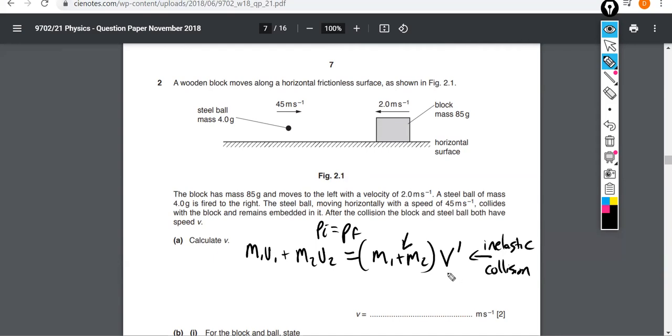Most collisions are somewhat inelastic. Some of the kinetic energy is converted into other forms, but they won't stick together. So they collide, they bounce off, but something lost energy. It converted its kinetic energy into some other form. But that's a typical sort of collision.